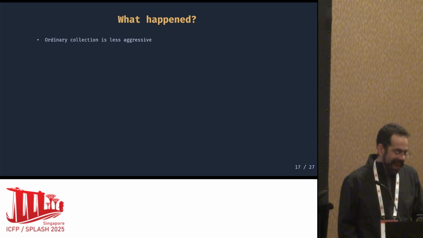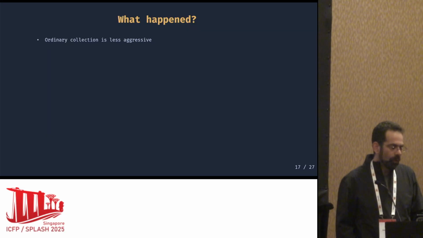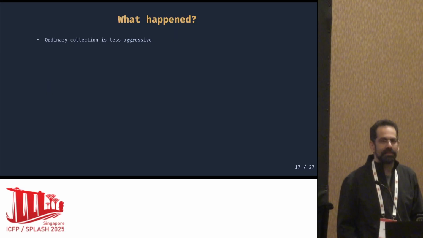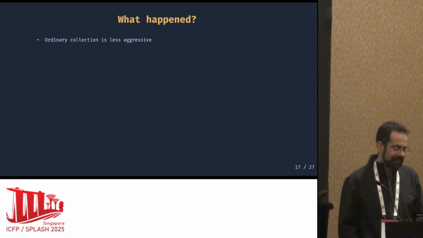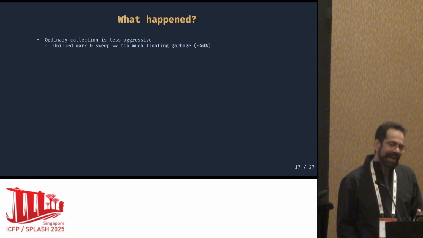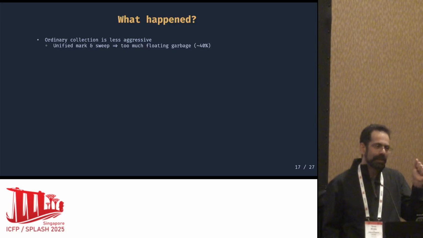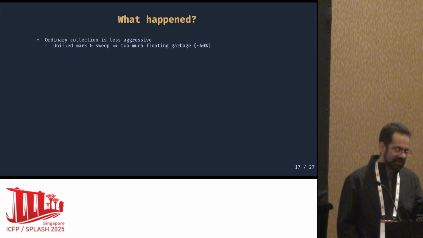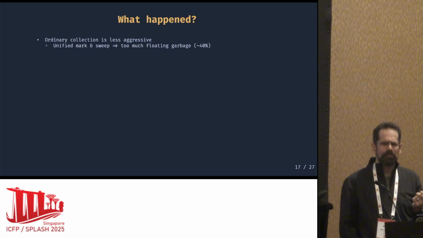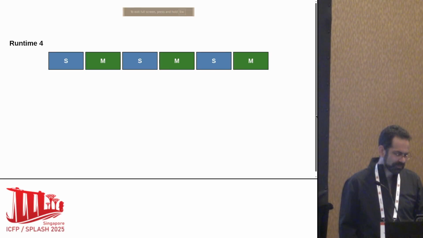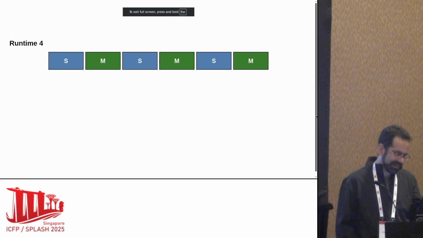So what happened? First of all, it turns out ordinary collection was just less aggressive in the new GC than in the old GC, in a way that we kind of knew but hadn't been totally thinking about. The people who wrote the paper were not unaware of this change in the design, but it was a bigger effect than people were quite counting on. So just to illustrate what's going on here.